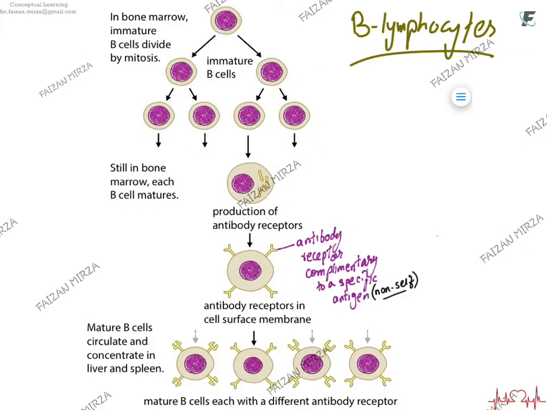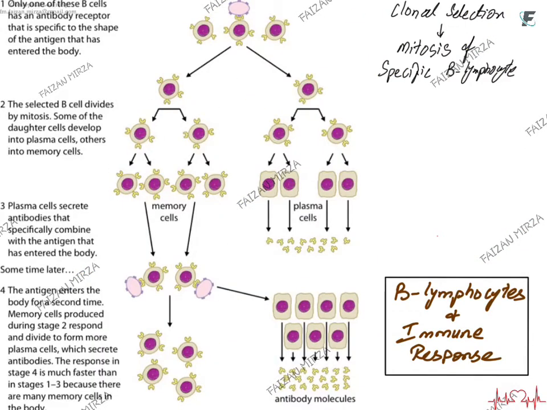So when we are discussing the functioning of the B lymphocytes, how do B lymphocytes function? These are multiple B lymphocytes here, and this is a pathogen which comes here. Its antigens are there on the surface. The B lymphocyte which has receptors complementary to the antigens on the surface of this pathogen will divide. When it starts to divide, we call this clonal selection, mitosis of a specific B lymphocyte.